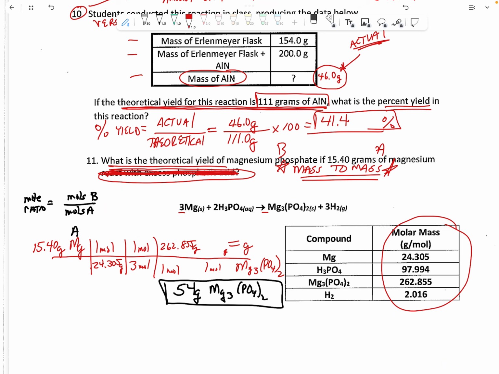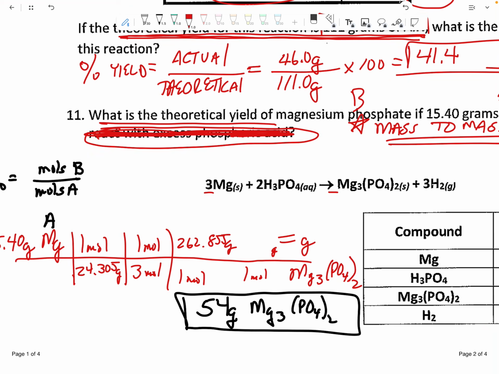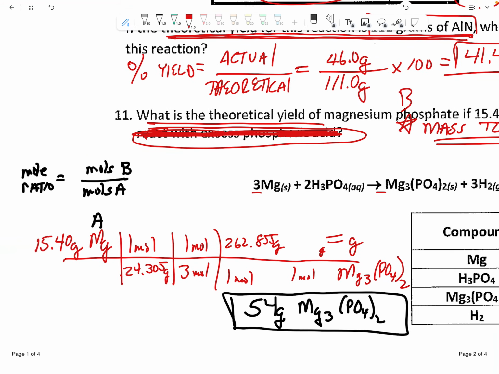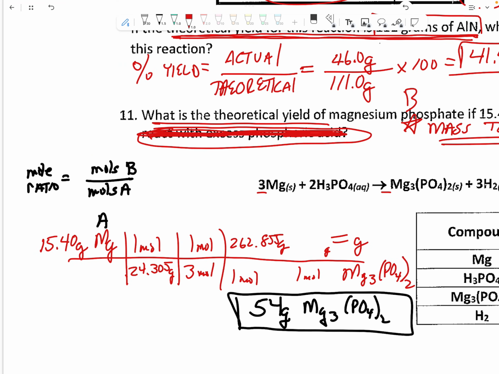Down here, you can see the equation for calculating the theoretical yield of magnesium phosphate if we start with 15.4 grams of magnesium. That is a mass-to-mass problem. You're going to have a lot of mass-to-mass problems to solve. You are given all the molar masses for all the substances here. And if you look at that, that is how you set up the equation. And you solve it, you get around 54 grams of magnesium phosphate.